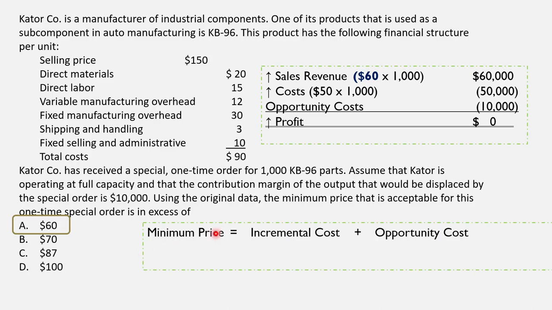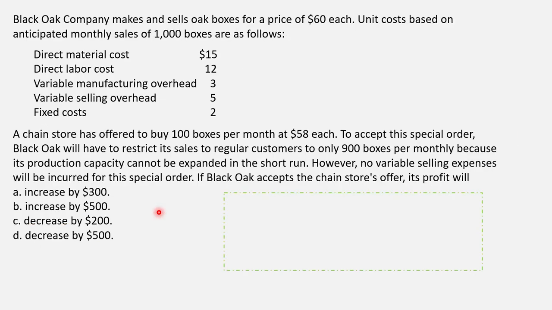Ang shortcut nito sa minimum price, i-add mo yung incremental cost tsaka opportunity cost. So, na-calculate natin yung incremental cost kanina. 20, 15, 12, and 3. Incremental cost is 50. Ang opportunity cost naman, 10,000 yung total. Over 1,000 units in the special order, that's 10. 50 plus 10, $60. Okay? So this is the answer for Kator Company. Letter A. Okay. How about this one? I'll give you 2 minutes for this one.